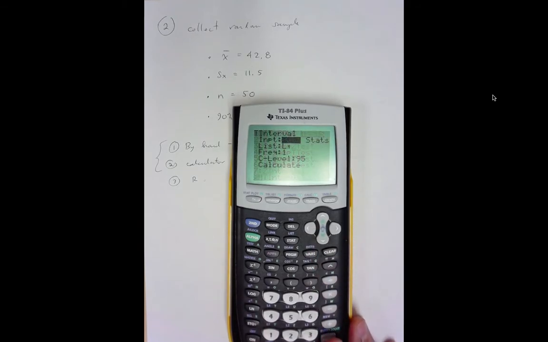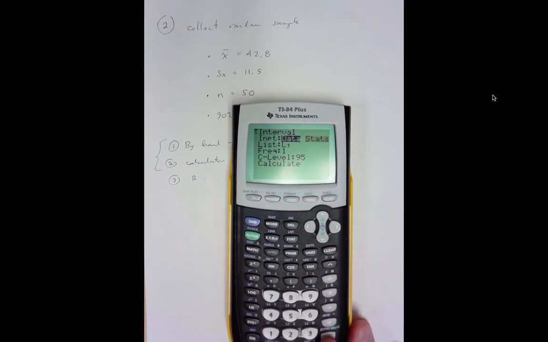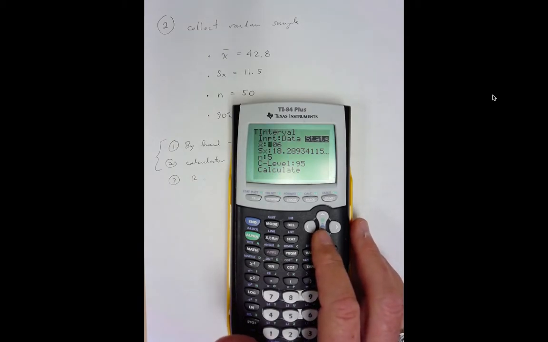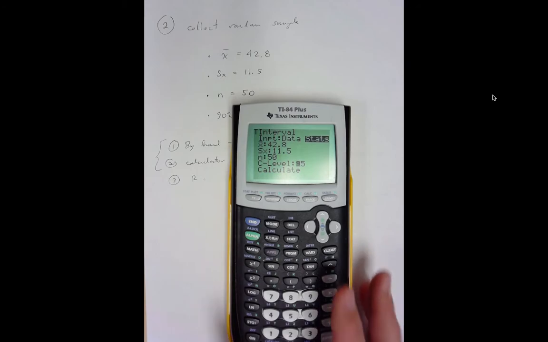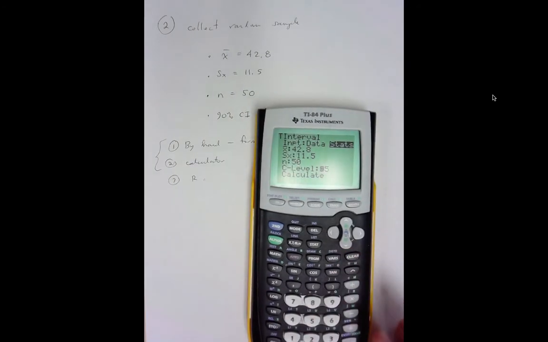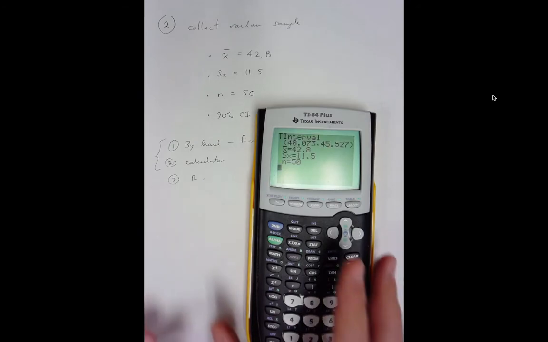All right, so T interval. Situation: I've got the statistical results, not the data. So my mean is 42.8. My standard deviation is 11.5. My sample size is 50. And for my confidence level, I want 90% instead of 95. You can use 0.90 or 90, whatever turns you on there. Yeah, there you go. 40.07.